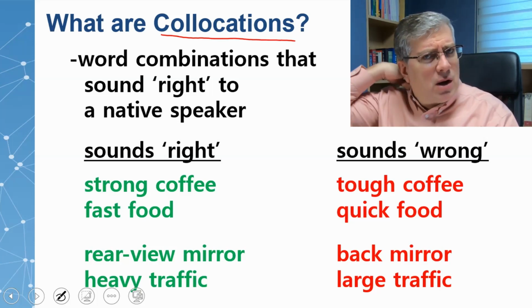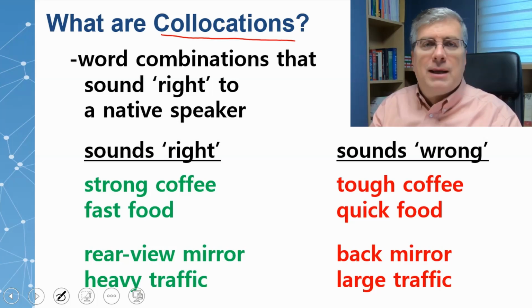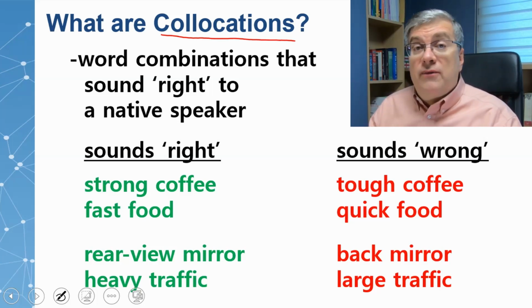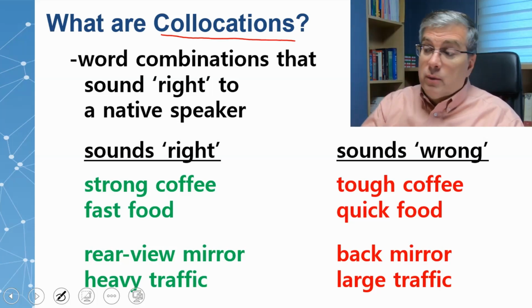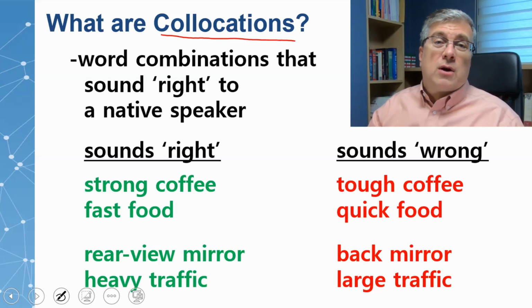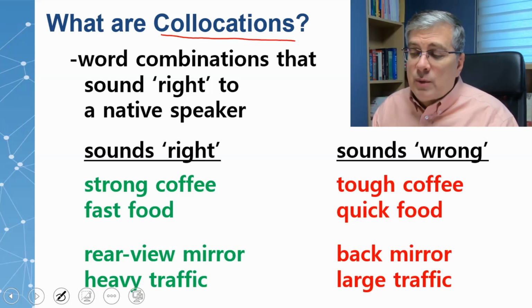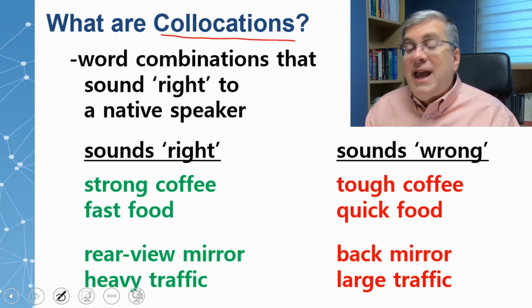Is there a mirror on my back? That's weird, right? In English, we would say rear view mirror. So rear view mirror, that's the mirror in the center on the windshield. The mirrors on the side, on the doors, those are called side mirrors. And the last one that we have here is heavy traffic.